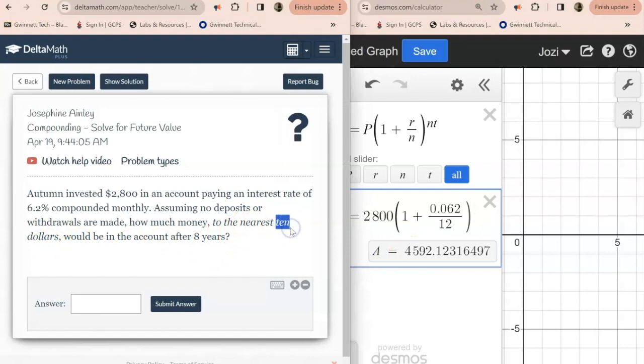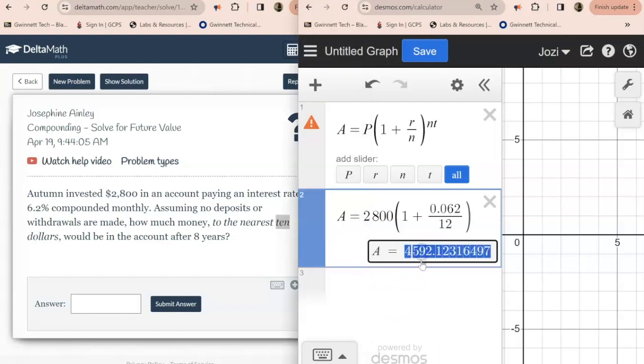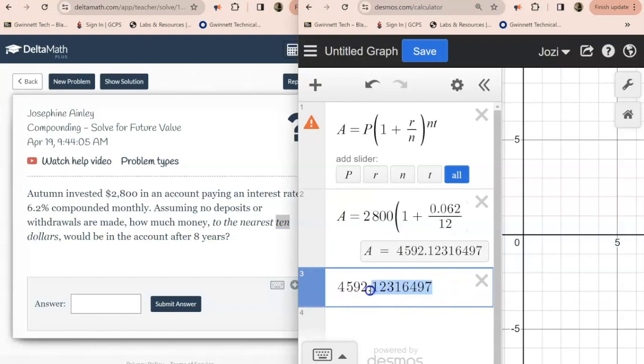All right, so this is my answer. To the nearest, but this is not saying nearest tenth, so decimals. It's talking about $10. All right, so this is $4,592. So I don't need the cents at all. I'm going to get rid of the cents. This is 4,000, so this is the thousands, 500, right, and 90. So this is my tens place. So my dollar amount is 92, right? My tens is 92, and this is my one unit.